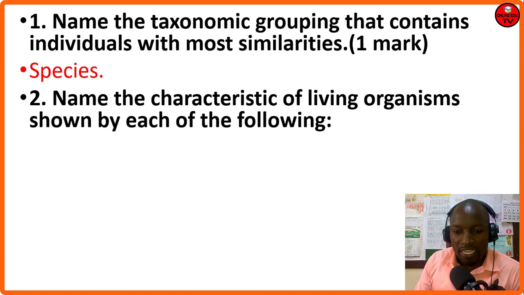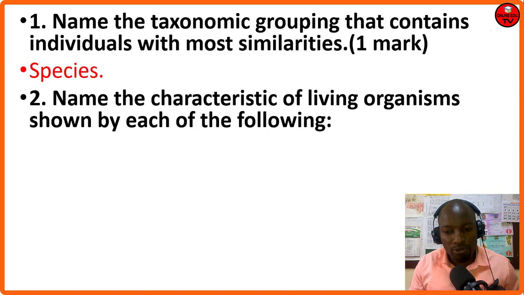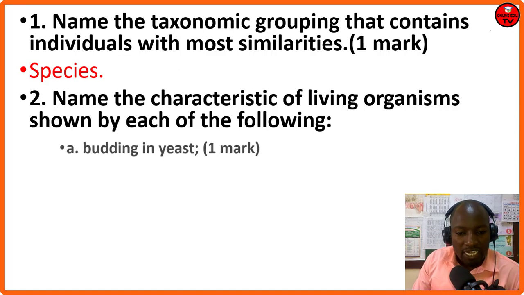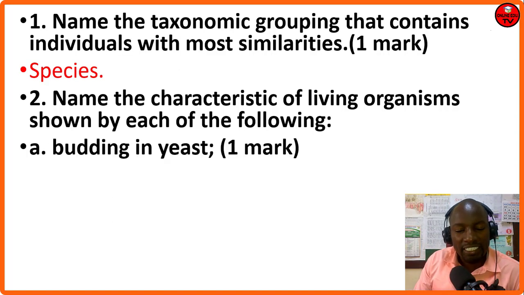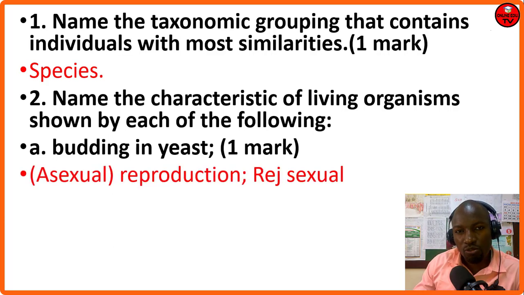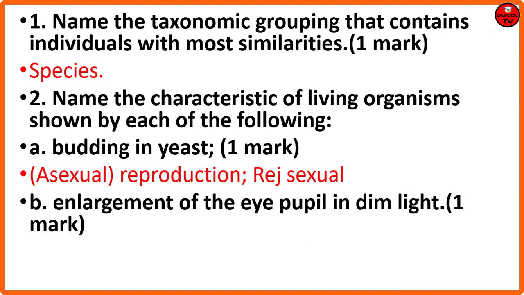Number 2, name the characteristic of living organisms shown by each of the following activities. Number 1, budding in yeast. Budding in yeast we know is associated with asexual reproduction. Under characteristics, it's under reproduction, but it's asexual reproduction. It's not sexual reproduction.